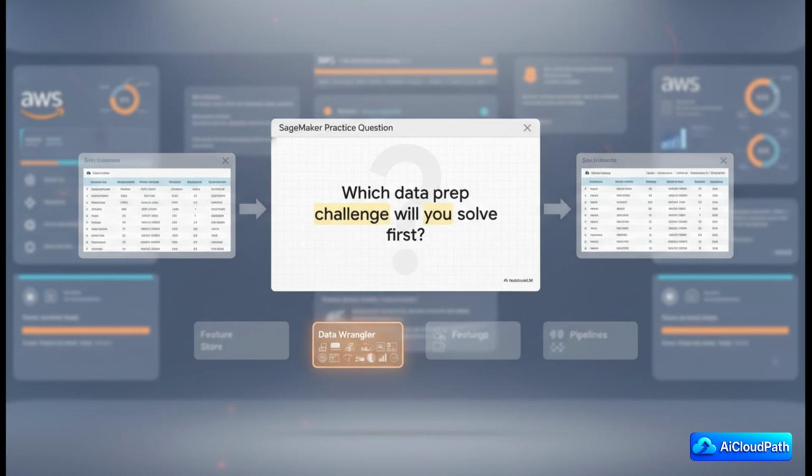So now that you've got this, you're not just ready for one exam question. You're actually better prepared to think like a machine learning engineer and pick the right tool for the right job. Because at the end of the day, the real goal isn't just about passing a test, right? It's about knowing how to use this stuff in the real world.